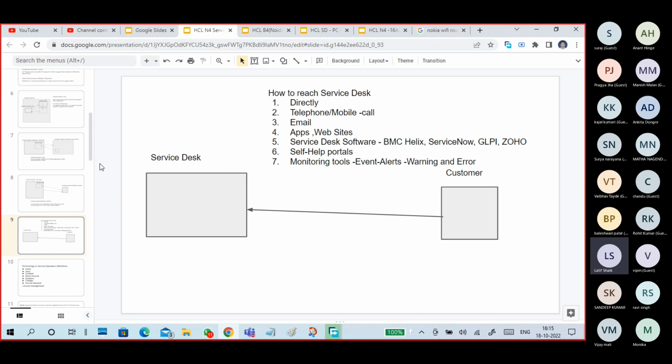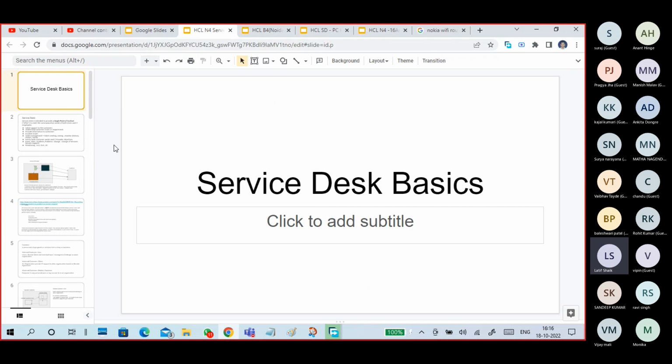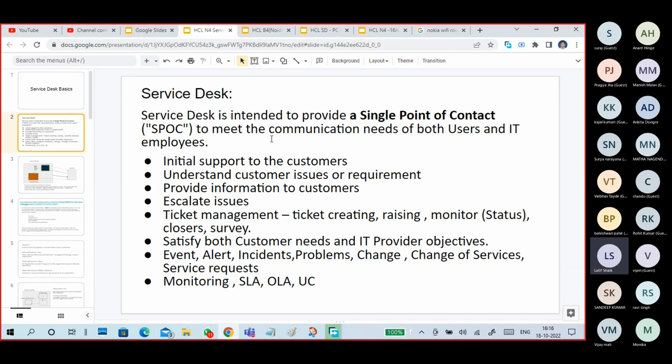Okay, guys. So here it is, once again: what is a service desk? Single point of contact. Service desk is intended to provide a single point of contact to meet the communication needs of both users and IT services, IT employees. That is the full definition. It is the single point of contact between a user or a customer and IT service, IT employees.